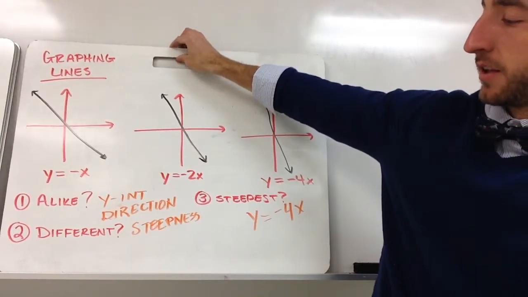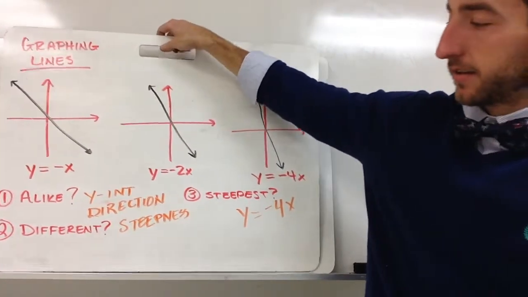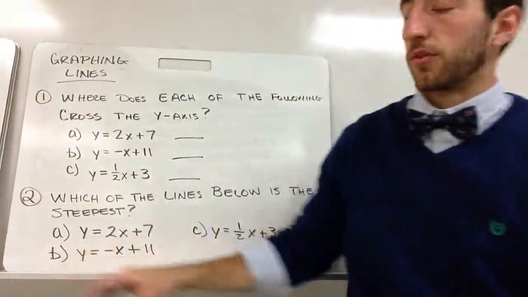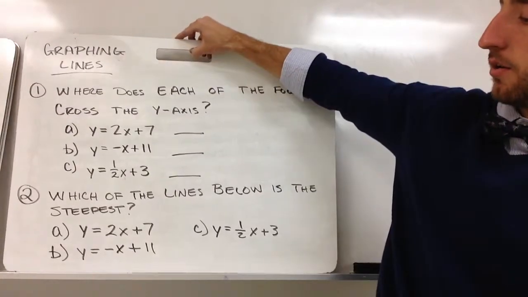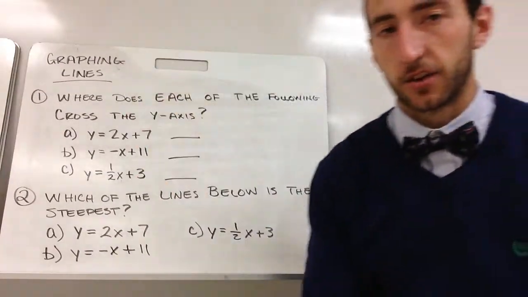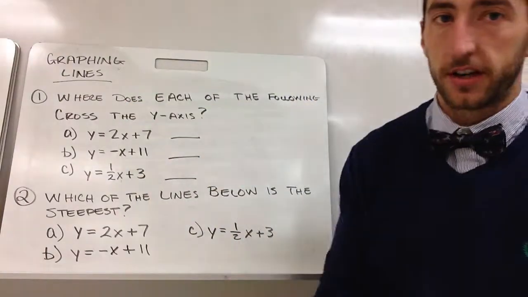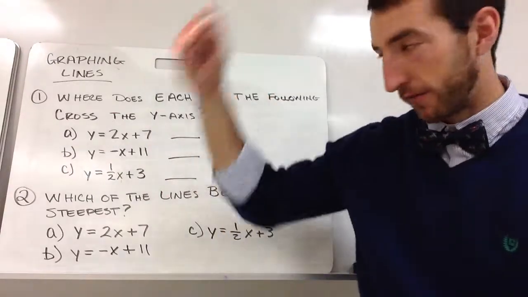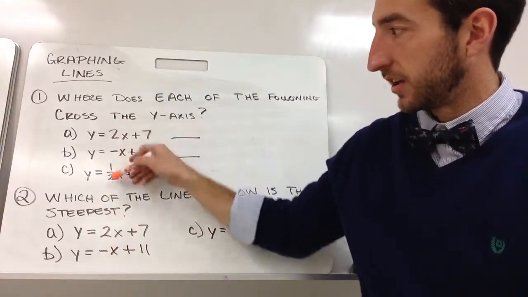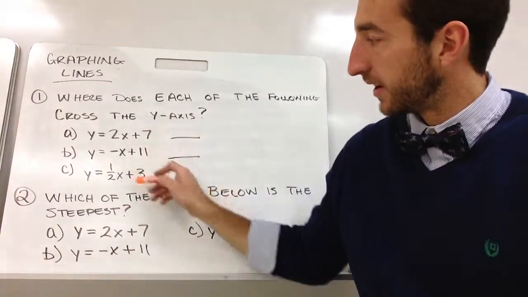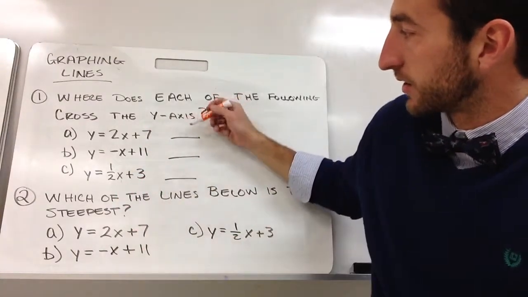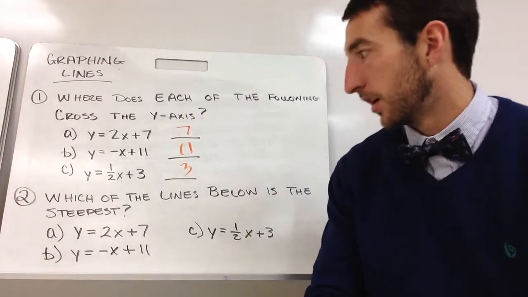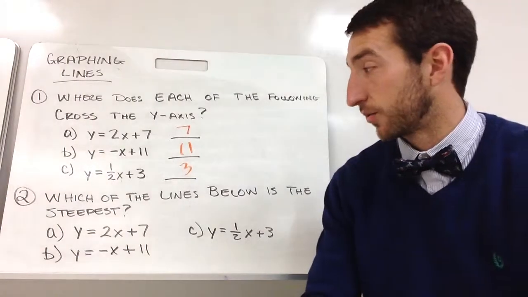All right, so that should be everything you need to know. Just looking at a glance at an equation, you should be able to realize everything about it: how steep it is, where the y-intercept is, just by looking at the graph. So now we can start answering some questions. Where does each of these fall across the y-axis? If you remember back to the very first one, it does not matter what the slope is. All we're worried about is that y-intercept. So this one crosses the y-axis at 7, this one's at 11, and that one's at 3. So that's where they cross the y-intercept.